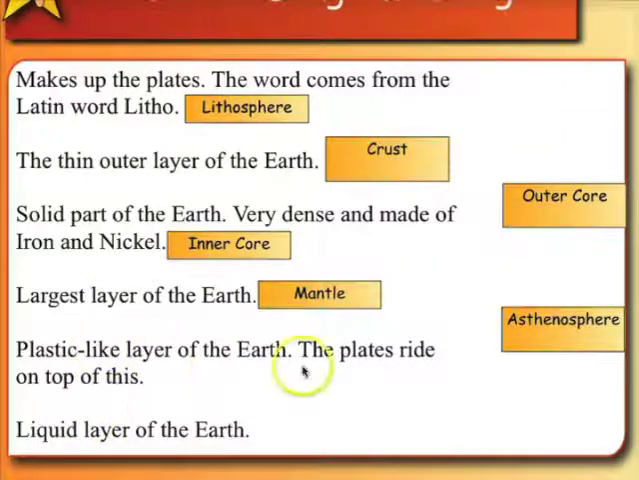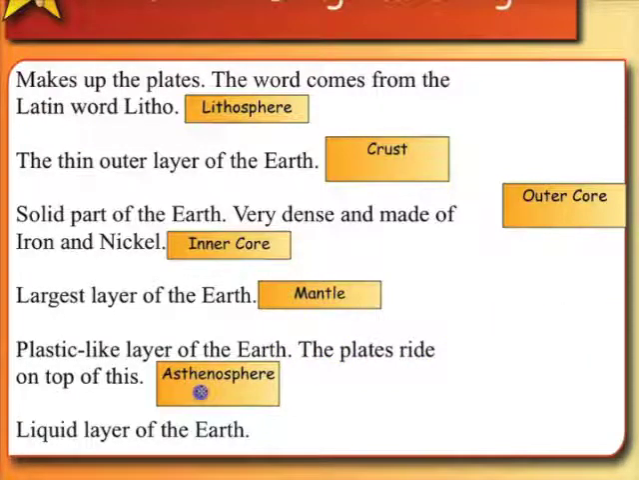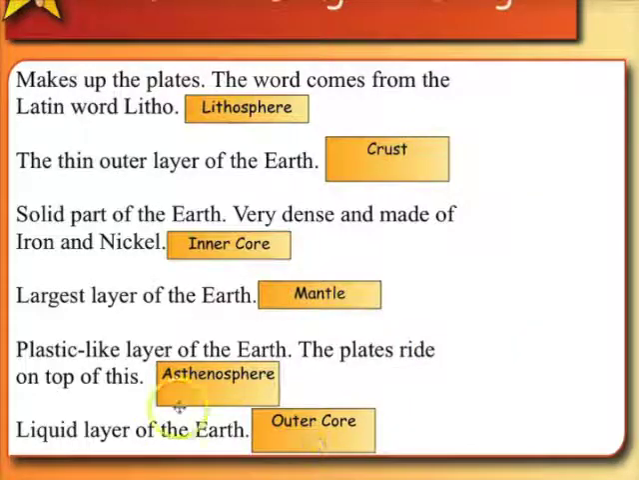Now, a plastic-like layer of the Earth, the plates right on top of this, is actually located within the asthenosphere. Oh, I'm sorry, the asthenosphere is located within the mantle. I had to think about that one for a second. So the answer here should be the asthenosphere. And again, plastic-like, meaning it can bend, it can move. And the liquid layer of the Earth is the outer core.